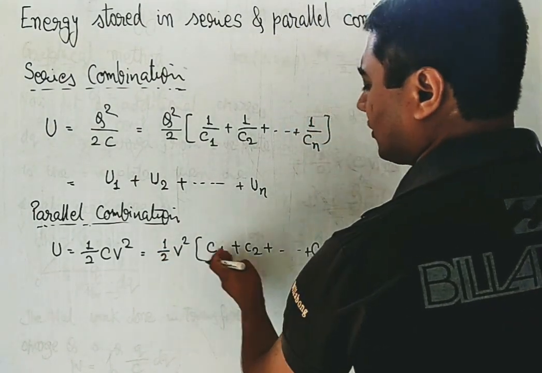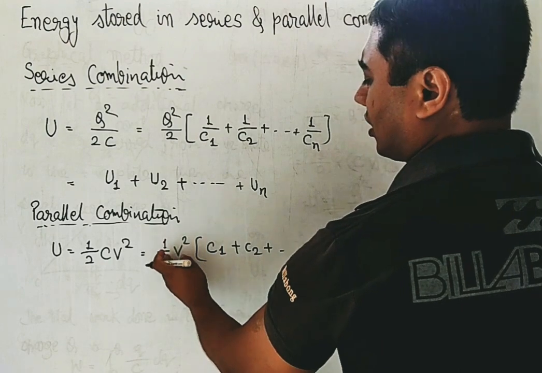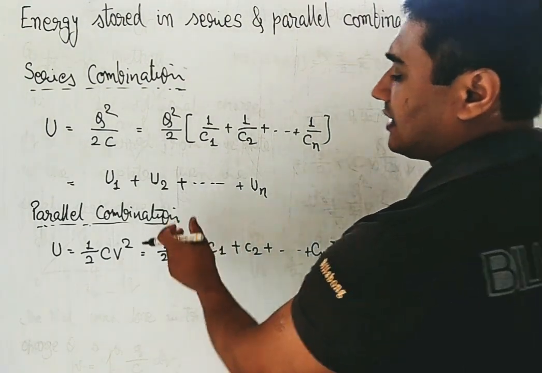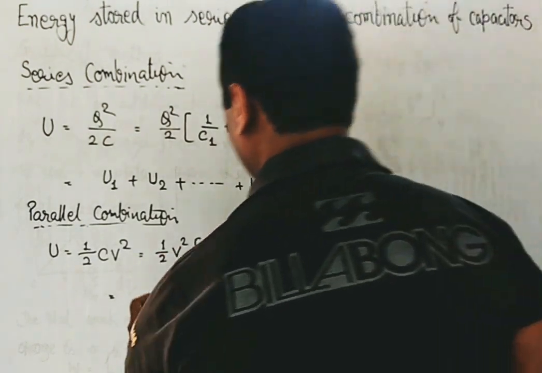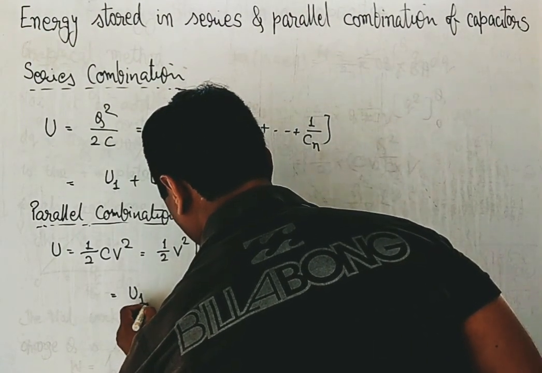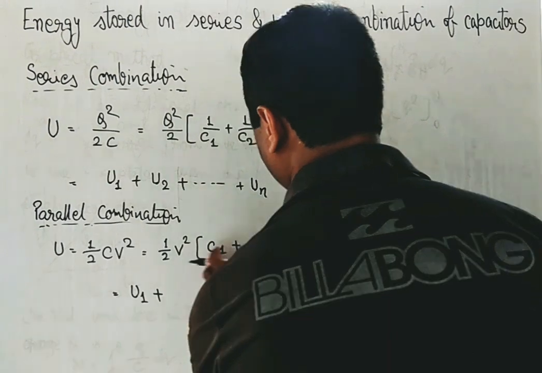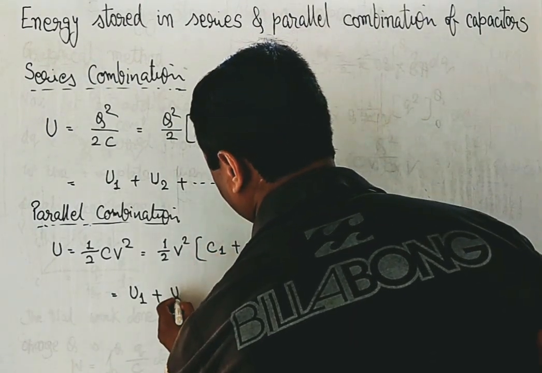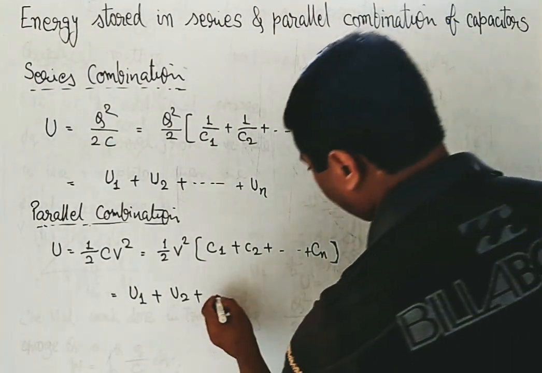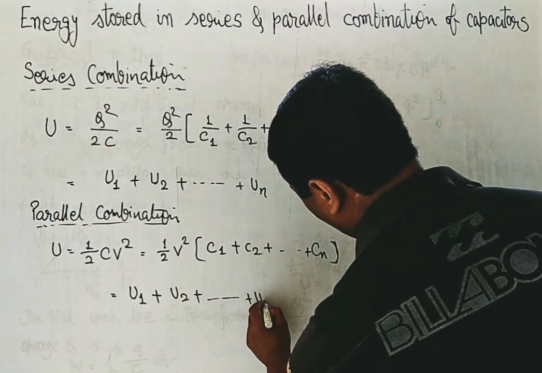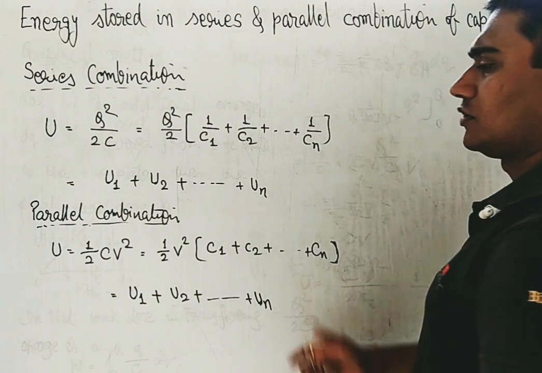Now as we multiply this term, it gives us half C1 V square, that is the energy stored in the first capacitor in the parallel combination. So I am writing it as U1, plus half C2 V square, which will be the energy stored in the second capacitor in the parallel combination. Likewise this is Un. So this is how we can calculate it.